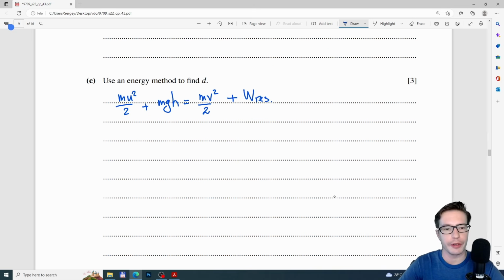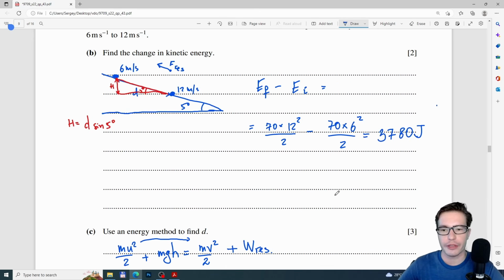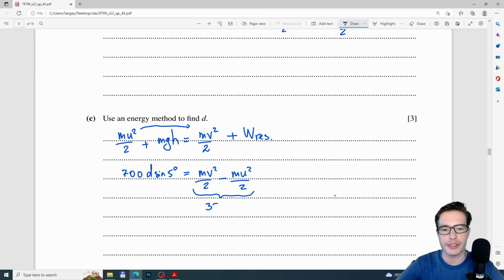We know that h is going to be d times sine 5 degrees. The mass is 70 times g, 10, times d sine 5. That's my mgh, and I will move mu squared over 2 to the other side. So I'll get mv squared over 2 minus mu squared over 2. And that's the change in kinetic energy. And we calculated this previously. It's 3,780. And now we have the work done against the resistance.